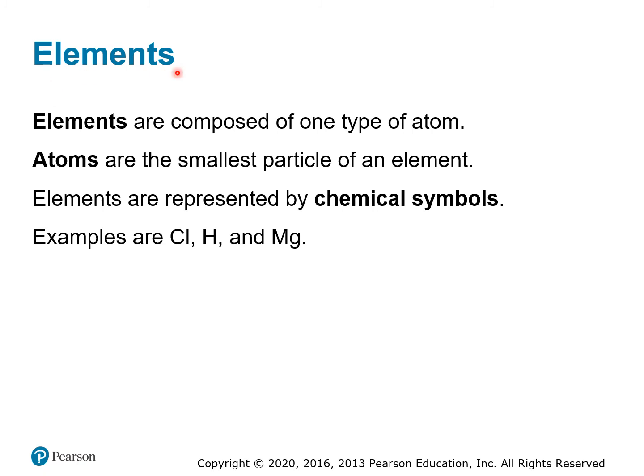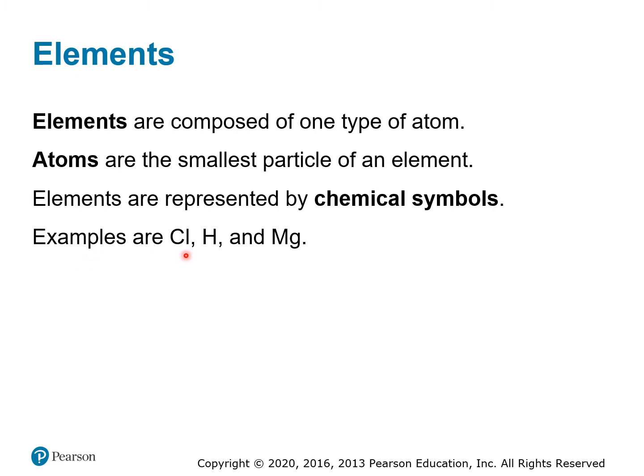So again, I'm going to go over those things. So elements are composed of one type of atom. An atom is defined as the smallest particle of an element. Elements are represented by chemical symbols, and they are also represented in the periodic table of elements. So if you open your book, you can always see a periodic table in chemistry which lists all the elements, and you will also see the names of the elements and the chemical symbols.